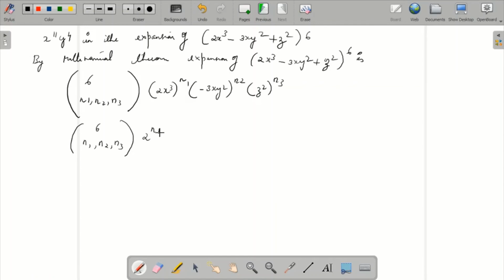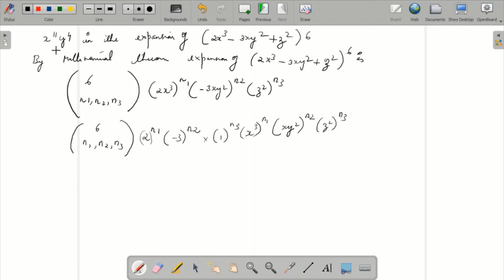So it is 2 to the power n1, and here it would be (-3) to the power n2, and n3 is nothing but 1 into 1 to the power n3. Okay, let it be as it is, 1 to the power n3. Now write the x terms together. So it would be (x³)^n1 and (xy²)^n2 and (z²)^n3.